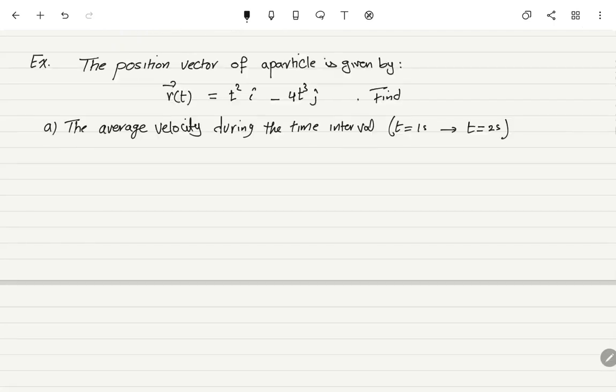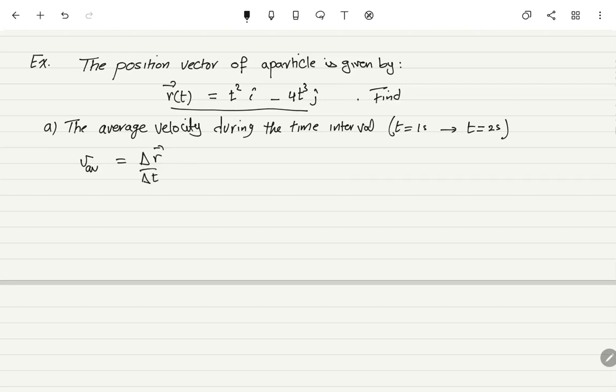The position vector of a particle is given by this equation: r(t) = t² i hat minus 4t³ j hat. A: find the average velocity during the time interval 1 to 2 seconds. In this case, the average velocity is equal to delta r over delta t.